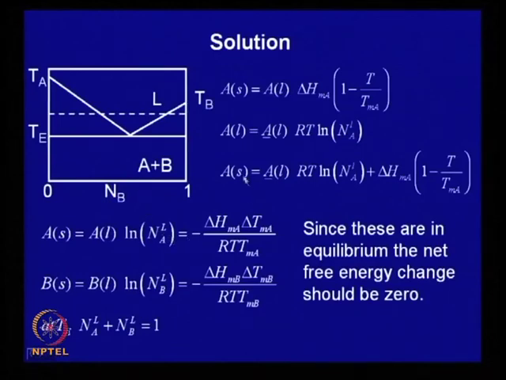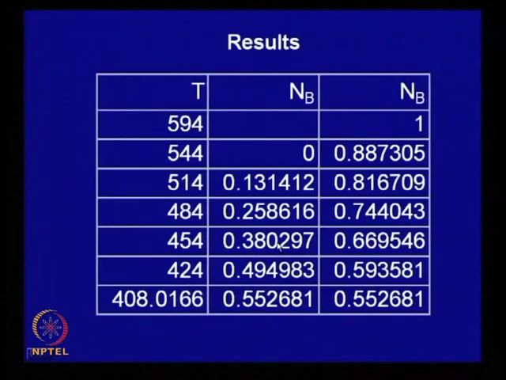And for this you can easily set it up in a spreadsheet, and these results are shown here in the next one. So, these are the different temperatures. This is the melting point of one of the two, which is the higher, and this is in degrees Kelvin, and you calculate the atom fraction of B.